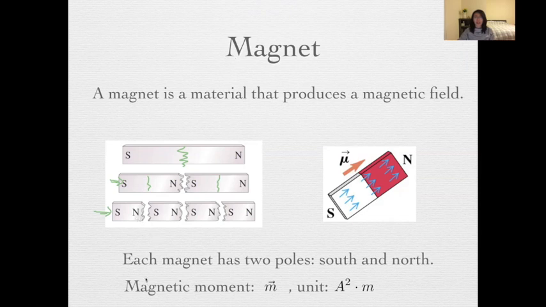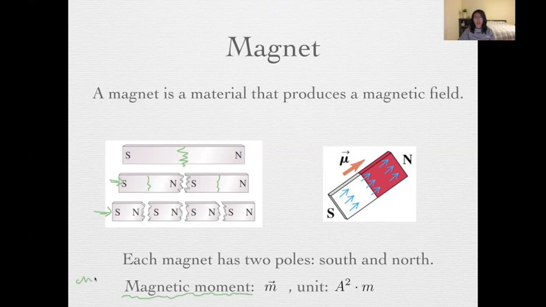Since it is impossible to separate the poles, when we use a physics quantity to describe a magnet, we cannot say, oh, this magnet is a positive 2 south pole, and that magnet is a negative 2 north pole. It just doesn't make sense anymore. So to describe a magnet, we need to use a vector. This is what we use to describe a magnet. We call it the magnetic moment.